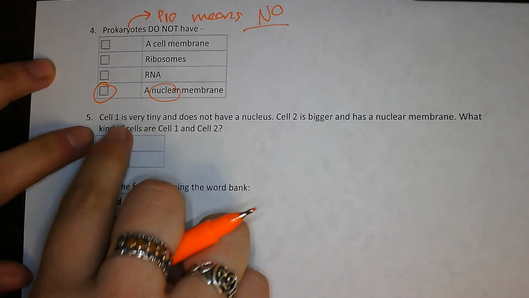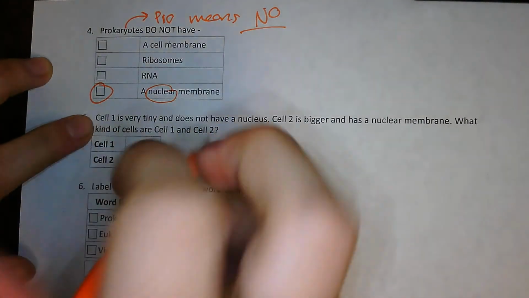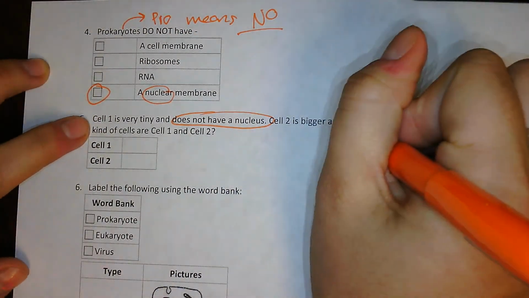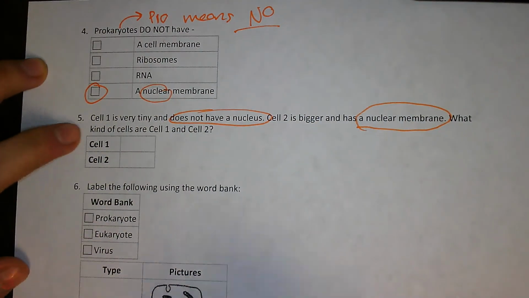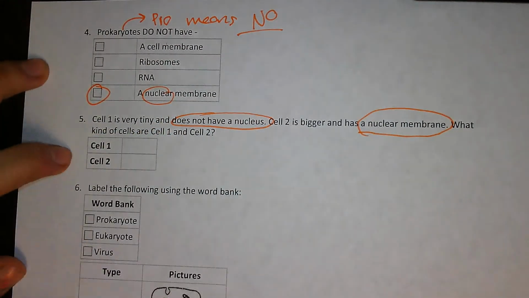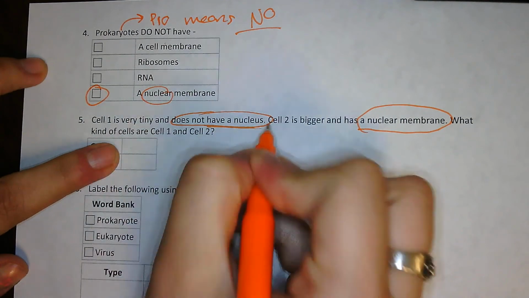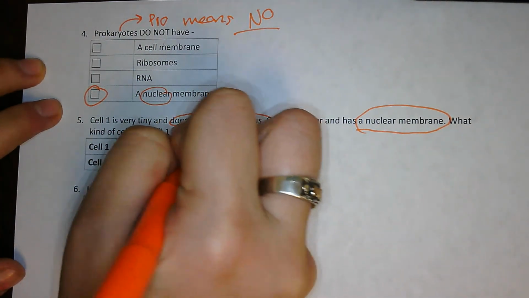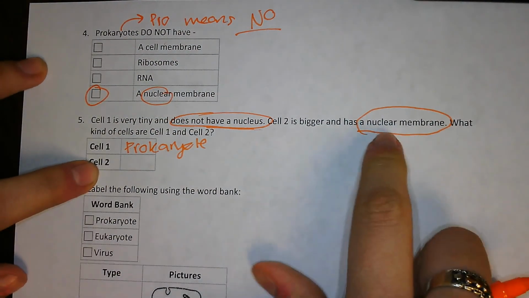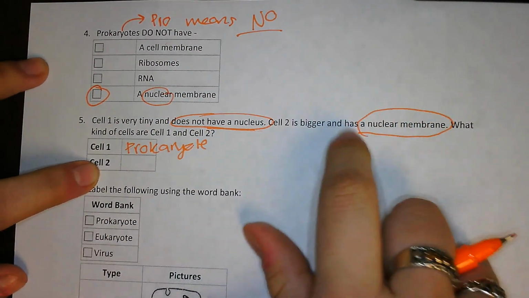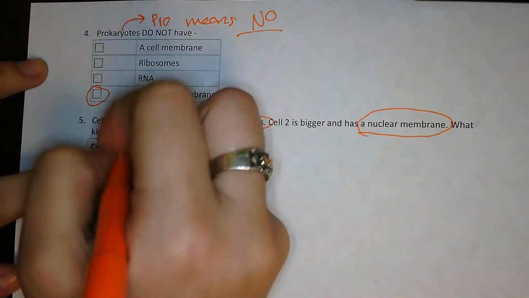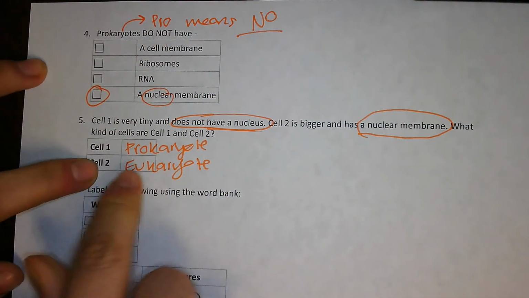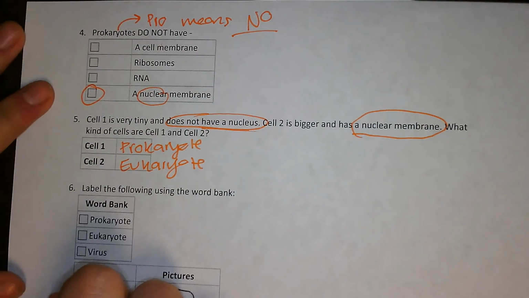Number 5. Cell 1 is very tiny and does not have a nucleus. Ooh, does not have a nucleus. Cell 2 is bigger and has a nuclear membrane. It has a nucleus. What kinds of cells are cell 1 and 2? Because cell 1 does not have a nucleus, I'm going to say that this is a prokaryote. And because cell 2 has a nuclear membrane, it has a nucleus, I'm going to say that this is a eukaryote. Eukaryotes are typically bigger than prokaryotes.